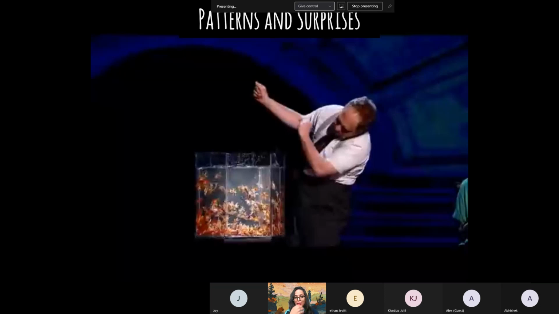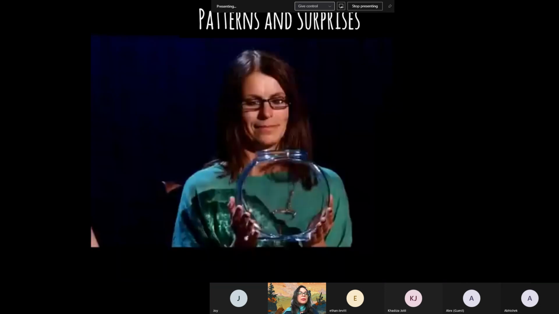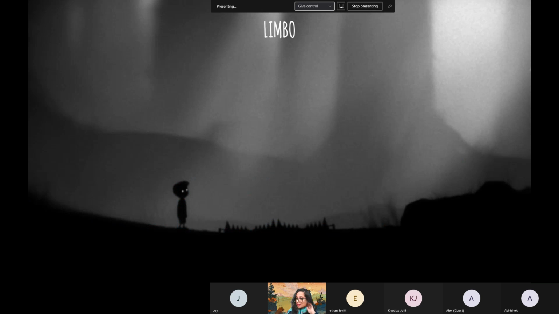And as a player or as a viewer, we are trying to solve the problem. And he, as a designer or as a magician, is one step ahead, playing with that causal relation. So we'll see an example real quick of how games have done it. Limbo is a platform game where this tiny little person is going to find their sister.